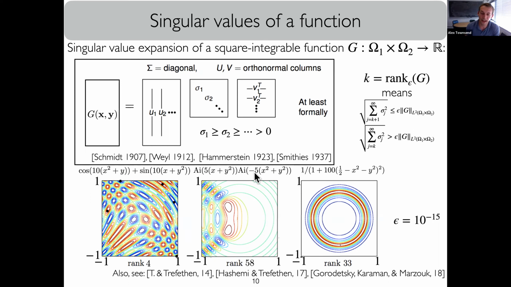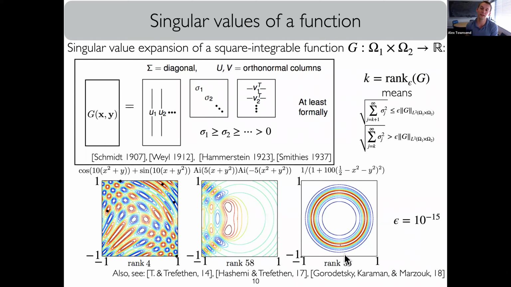Most functions, like this array function here, are infinite rank, but they can be well approximated by low rank functions. Like this one is of infinite rank, but it can be approximated to within 16 digits by a rank 58 function. And that's because these singular values decay so fast. Or like here, this kind of Runge function is infinite rank mathematically, but numerically it's only rank 33. Okay, so that's the SVD, and that's what we mean by best, right?